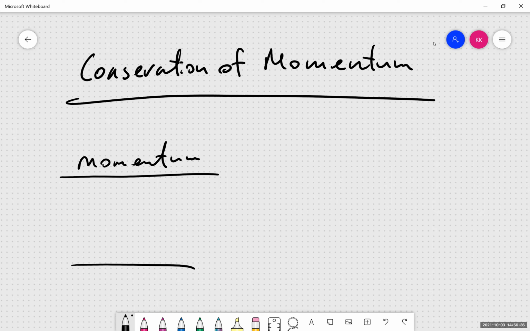So for example, let's say there's a box that has a mass of 2 kilograms moving with the velocity of, let's say, 5 meters per second. Momentum is a product, let's represent it with lowercase p for the momentum. It's a product of the mass of the object times its velocity.